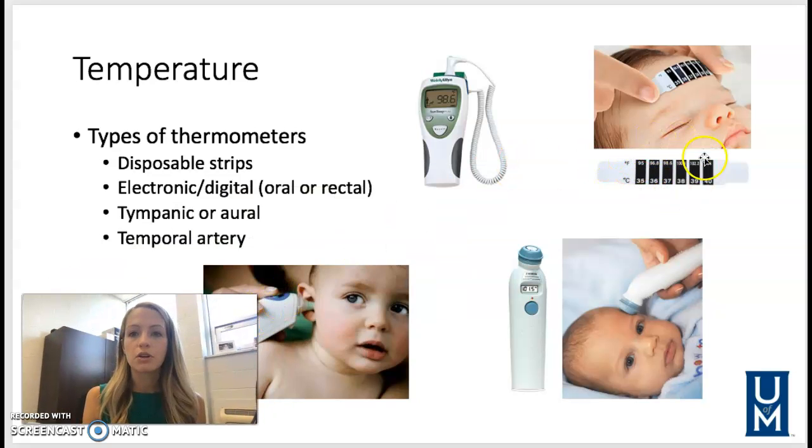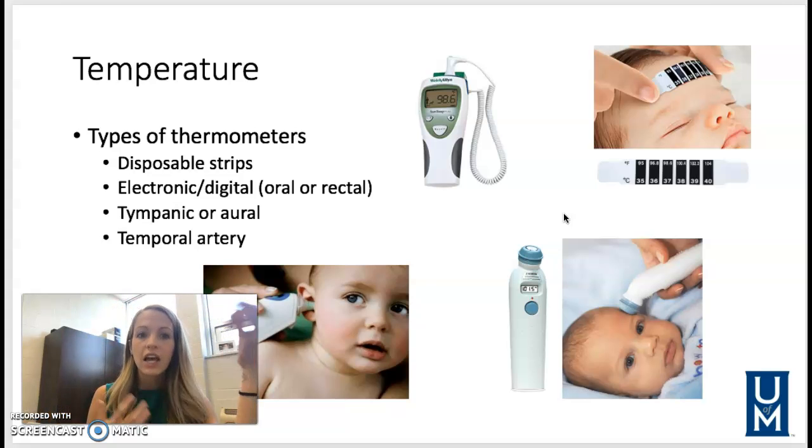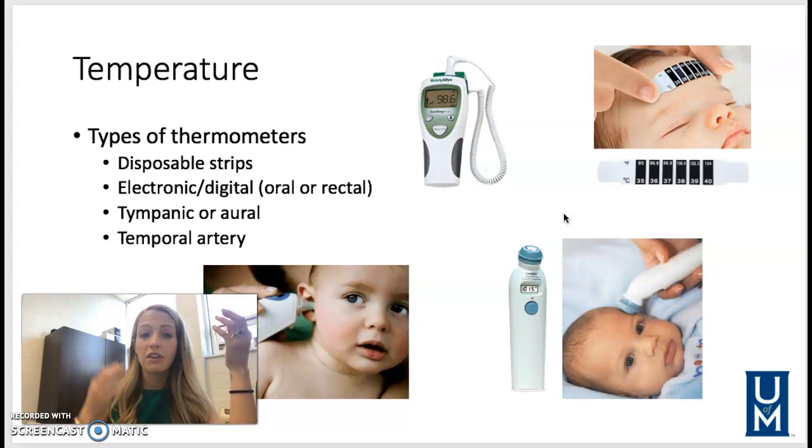These disposable strips are right here, and they are obviously one patient use, and you dispose of them after you've used them. They're not the most accurate measurements. As you may think, obviously they're just reading the top of the forehead, so there are different factors that can affect the accuracy of that. If the patient is sweating, or maybe they've had a hat on their head and then you just took it off, it may be reading warmer than their actual core body temperature. So just think about that and the accuracy between these different types of thermometers.